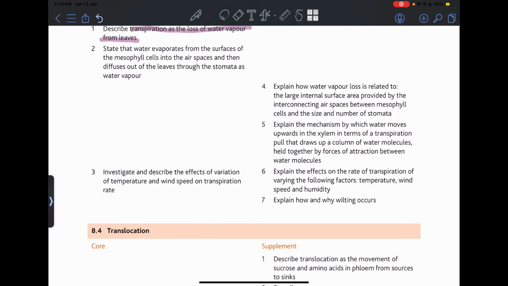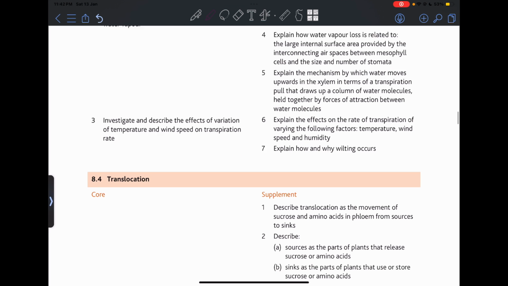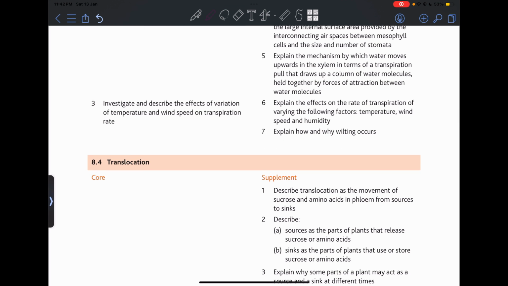Explain the effects on the rate of transpiration of varying the following factors: temperature, wind speed, and humidity. So there are different factors that may affect the rate of transpiration. They are stated over here, and you also have to know what happens if you increase the temperature. For example, what happens if you increase the wind speed, and if there's higher humidity, what will happen. Number 7 says explain how and why wilting occurs.